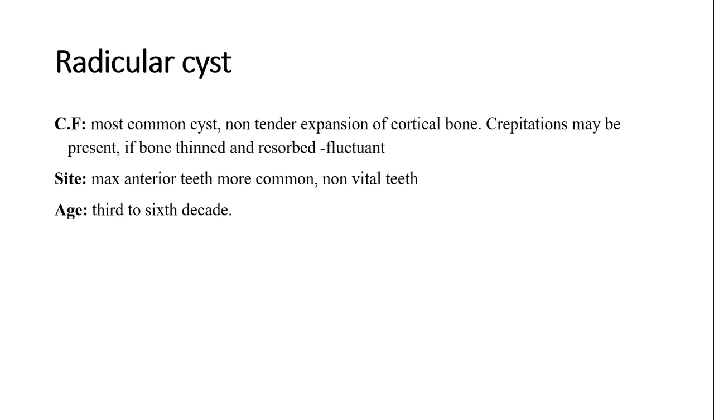Radicular cyst. Clinical features: most common cyst, non-tender expansion of cortical bone. Crepitations may be present. If the bone is thinned and resorbed, it will be fluctuant. Site is maxillary anterior teeth, more common, with non-vital teeth. Age group is 3rd to 6th decade of life.